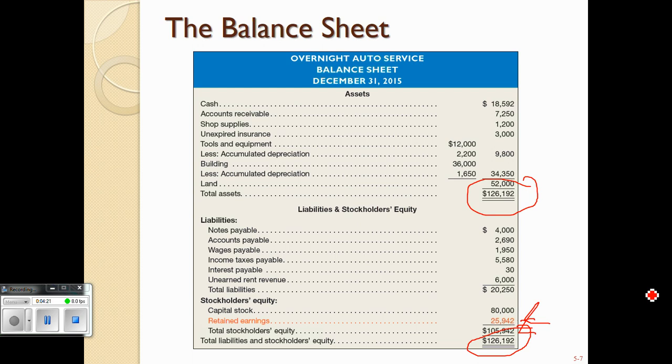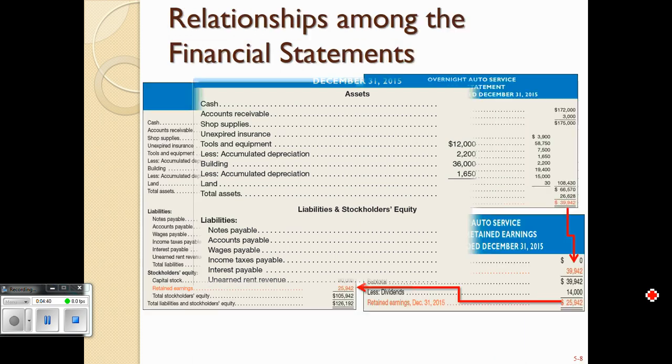Bottom line, what do I have to complete first? The income statement. Why? Because I need that net income number for my statement of retained earnings. What statement do I have to complete second? I have to complete the statement of retained earnings. Why? Because I need that number to go into my balance sheet. And then finally, I'll complete my balance sheet because I have the information I need.